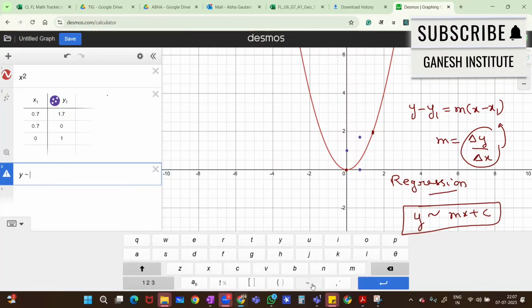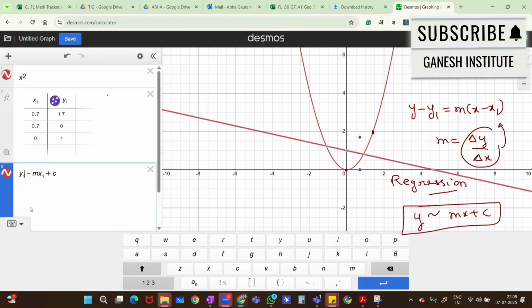Regression sign, m. Now see, my pointers are what? X1, Y1, right? So I have to write here x1. So this is my slope intercept form. So I'm writing here y mx1 plus c. C is your intercept. Something is wrong. Yeah, y1. I did not write y1.